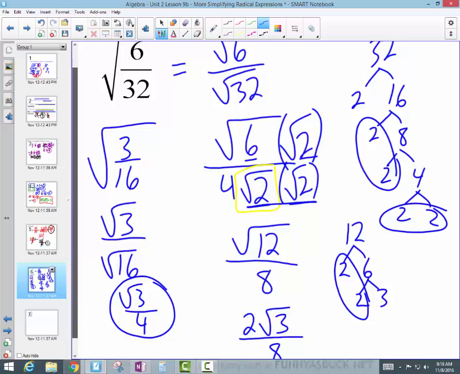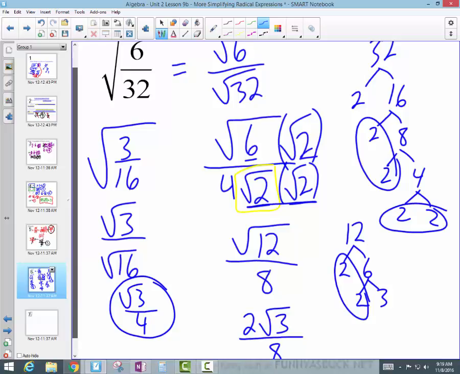Now notice, we got the same answer either way. One required quite a bit more work than the other. So I do want you to notice that you can reduce under the radical if possible. So if you see a fraction under the radical that can be reduced, do it. If not, you can still go through all these steps where you simplify doing the things that we've already talked about to get the same answer.